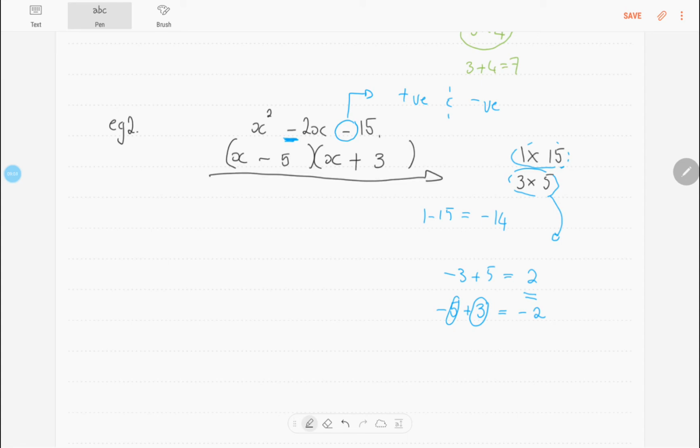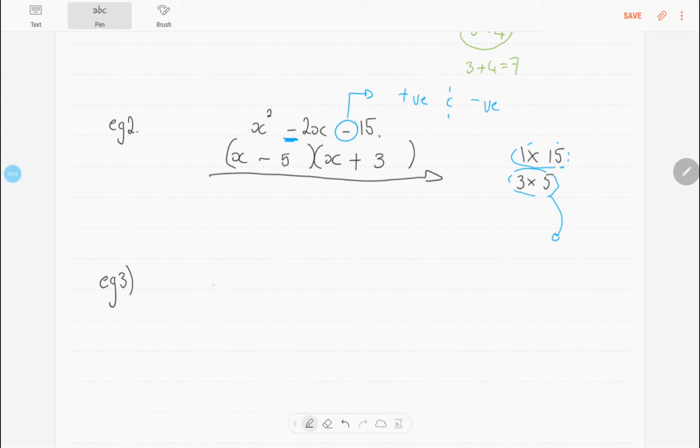Okay, let's do another one of those negatives, because they can get a little bit tricky. So the only thing is just remember that your factors have to differ. So you have to subtract your factors to get the answer in the middle, to get that middle term. All right, let's have one more example of that.